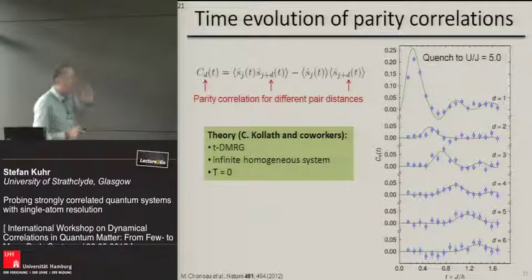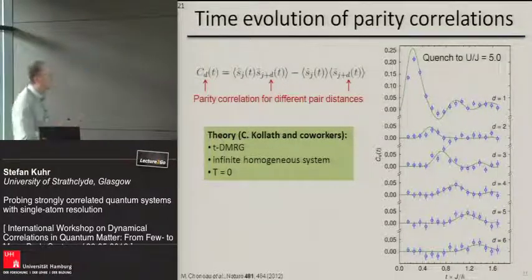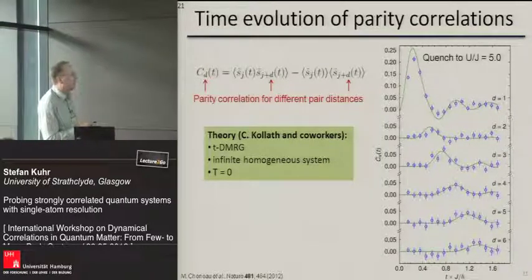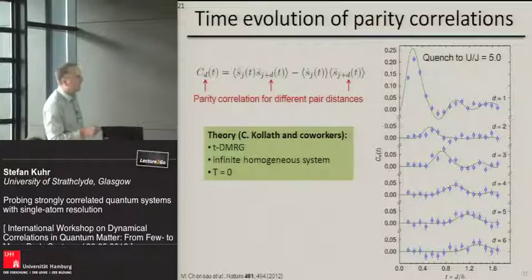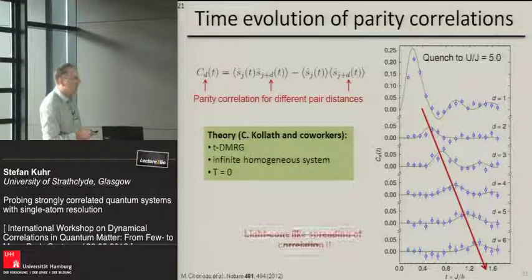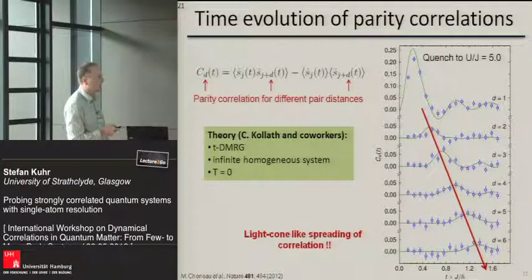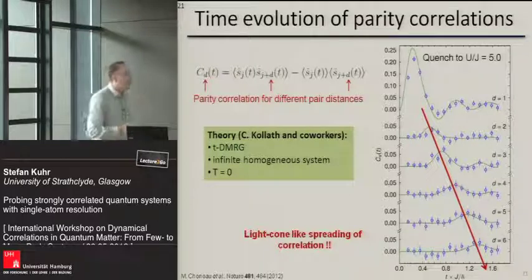And what we are looking at, again, we have a look at these parity correlations, but right now we don't look at parity correlations only for neighboring atoms, but we evaluate parity correlations for different pair distances, as you can see here with the index d. In addition we have the parameter t, so we want to see how these parity correlations evolve over time. And that's what you see here in the following data set. This is the parity correlation for different pair distances 1 to 6 as a function of time. And what you can clearly see is that this maximum of the pair correlations evolves through the system in time, and we have a light cone-like spreading of the correlations. And that's quite intriguing, we found, when we first saw that.